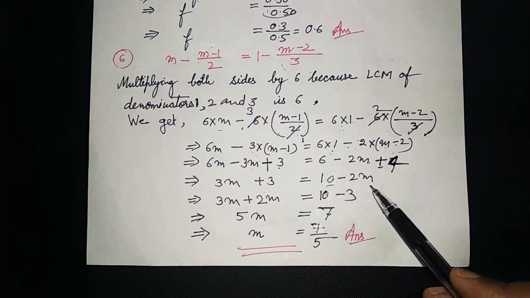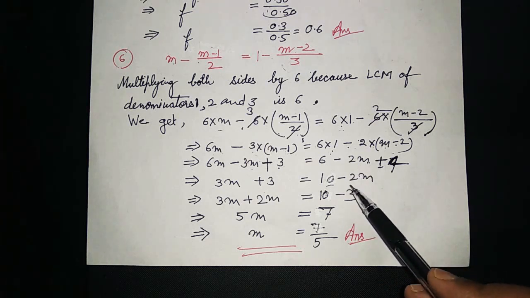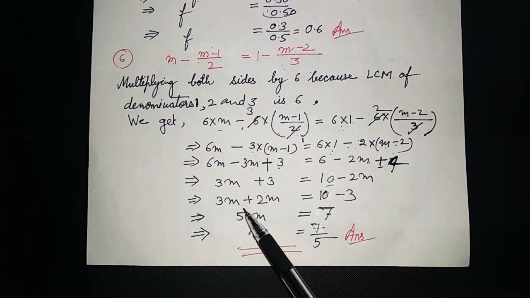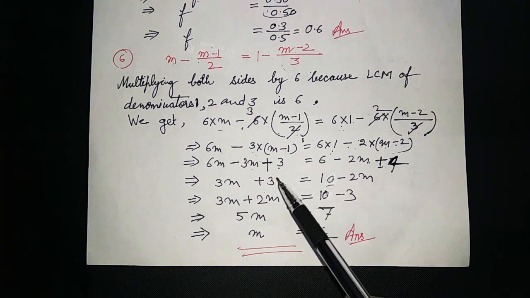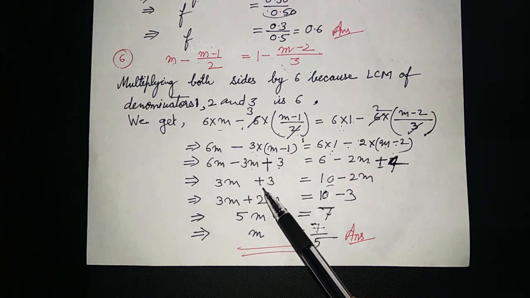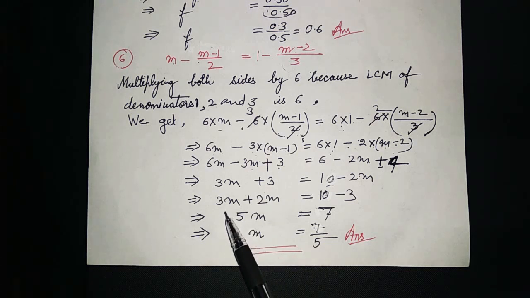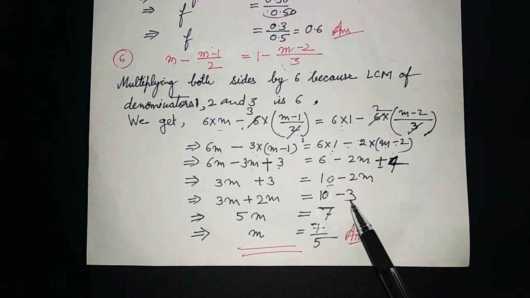Now from right hand side we will transpose minus 2m to left hand side. Then left hand side will be 3m plus 2m. And from left hand side we will transpose plus 3 to right hand side. Then right hand side will be 10 minus 3. Now on left hand side for 3m plus 2m we will write 5m, and for right hand side 10 minus 3 we will write 7.